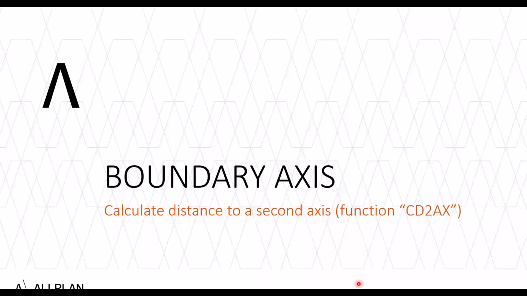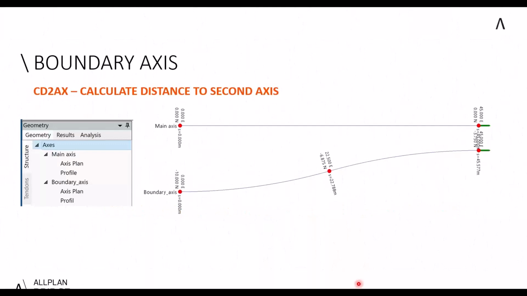As already mentioned, this is not a term that will occur within the program. It's a normal axis. And usually we use it together with an implemented function, which we call calculate distance to a second axis. So I will illustrate this here on the next slides.